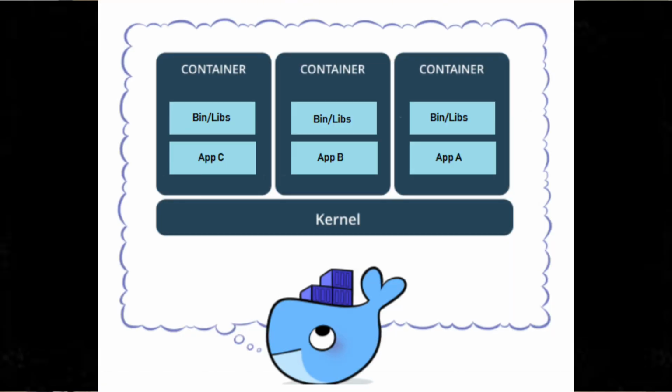Containers can't see each other. They can't affect each other. They're isolated. But here's what makes them powerful. They start in seconds, they use minimal resources, and they run the same everywhere. You build a container on your laptop, you run it on a server, same behavior, and that's the promise.